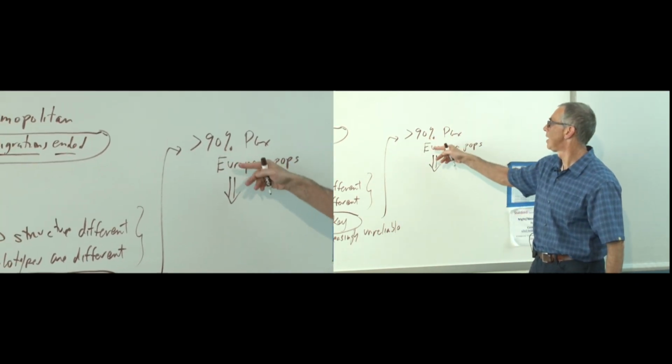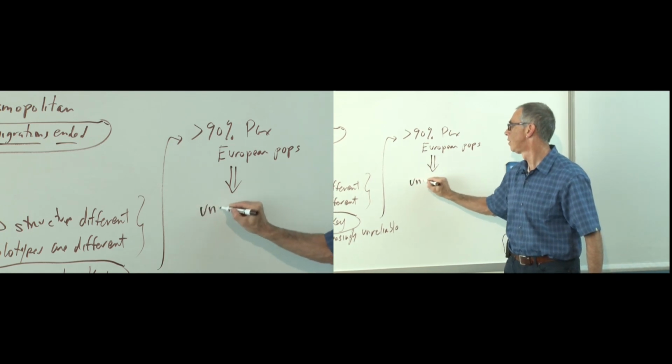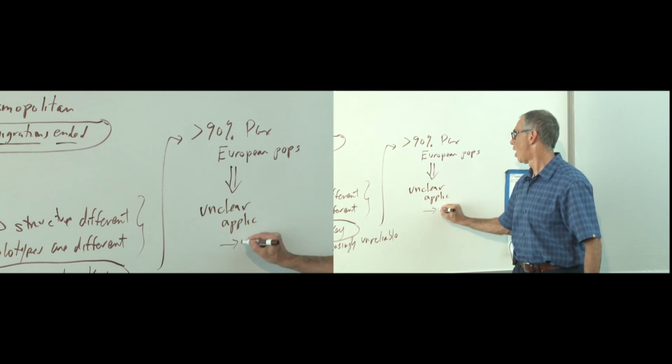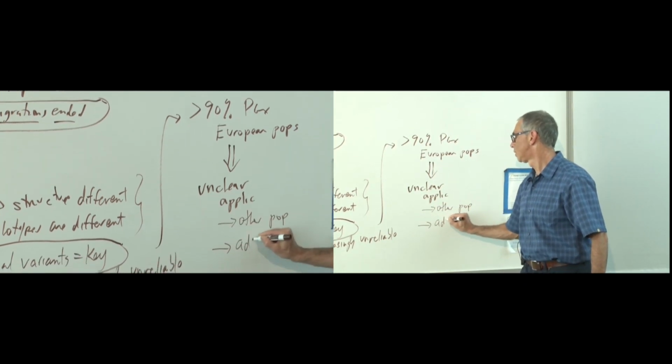So the point to write here is that because 90% of pharmacogenomics is done in European populations, they have unclear applicability to both other populations, including admixed populations.